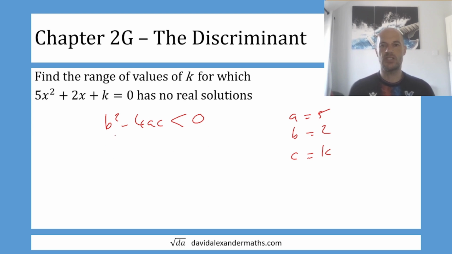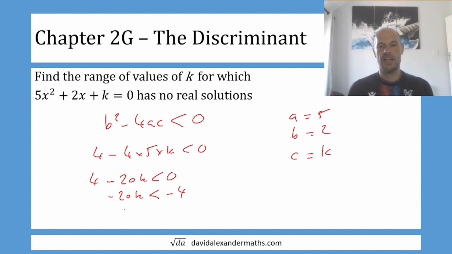So let's just substitute these in. b squared is 2 squared, so that's 4. Take away 4 times 5 times k is less than 0. So 4 take away 20k is less than 0. Let's subtract 4 from both sides. So negative 20k is less than negative 4. I'm going to flip the signs, but remember if I'm flipping the signs, I need to flip the inequality as well. So if negative 20k is less than negative 4, then 20k is greater than positive 4.